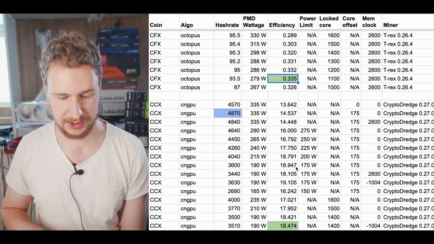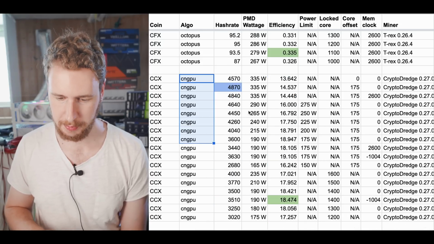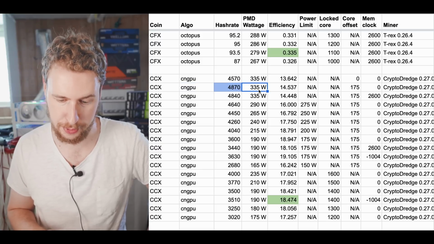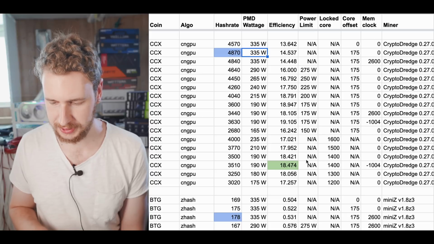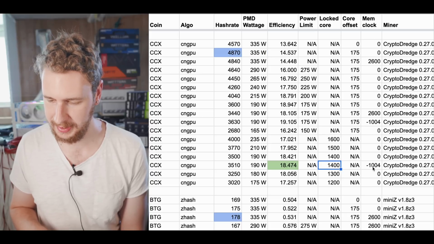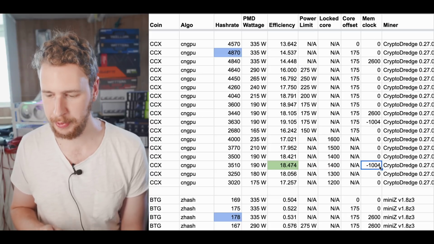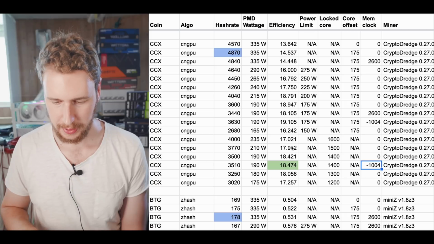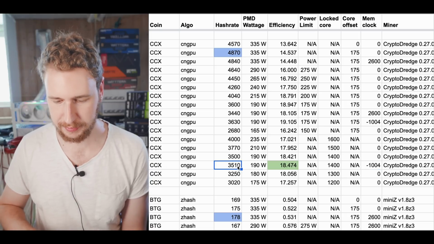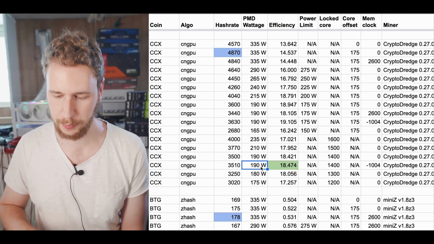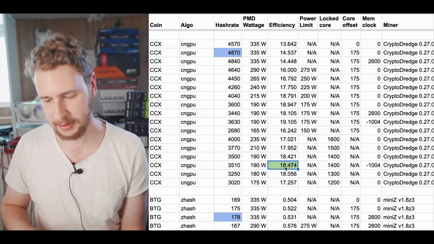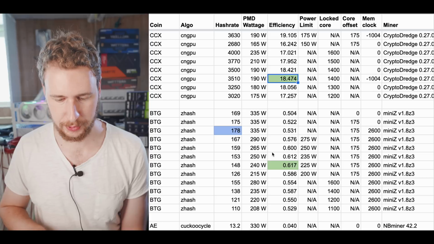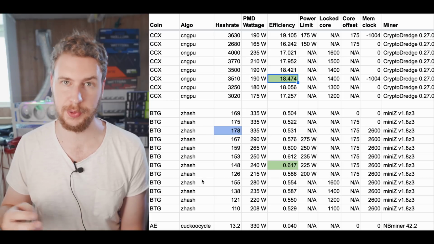Moving on, we have Conceal, which uses the CryptoNight GPU algorithm. The highest hash rate we were able to get was 4,870 hashes at 335 watts, and the best efficiency was with a locked core of 1,400 and negative 1,004 on the memory clock. Remember, these are HiveOS memory clock numbers, so for Windows, just do half. And that gave us a hash rate of 3,510 hashes at 190 watts for an efficiency of 18.474 hashes per watt.